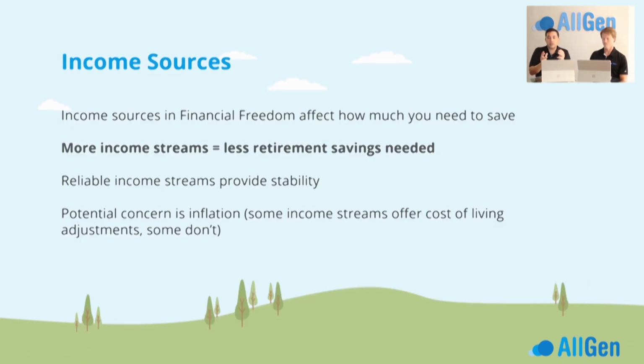Income sources in financial freedom affect how much you have to save. And that's what you see in your trail map, because the more income sources you have, the less technically you have to personally save and accumulate. And we'll talk about what that looks like.